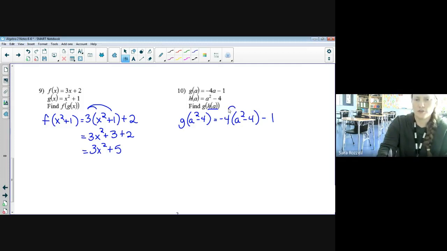I don't think you distribute in very many of your homework problems, but I wanted to make sure that you were familiar with that in case you do have to. So minus 4a squared. What kind of 16 is this going to be? A plus 16? Then minus 1.